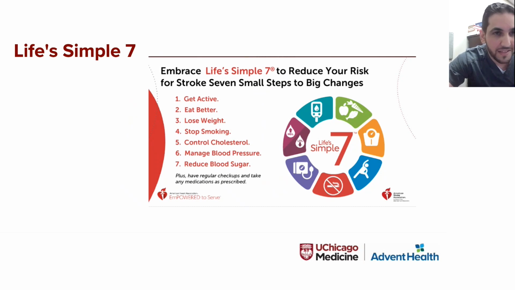This is, I think, the last slide. Life's Simple 7. Actually, those are the 7 things that you should do, I should do, to reduce our cardiovascular risk. Get active, eat better, lose weight, stop smoking, control your cholesterol, manage your blood pressure, reduce blood sugar. These are the numbers that we spoke about, and we would like to keep them optimally controlled and within the goal, so we can live longer, healthier, and avoid cardiovascular disease.